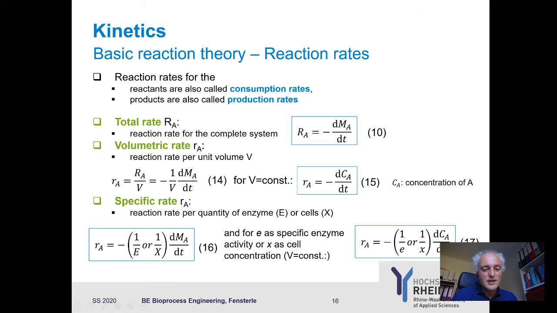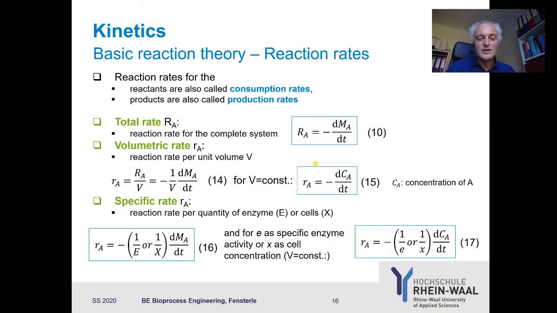Usually, of course, I use this equation where I have the volumetric rate divided by the concentration of the enzyme, because then, of course, it's normalized. So we have here the rate, and this is concentration divided by the enzyme units, for example, or the cell concentration. So that's usually the rate you work with.